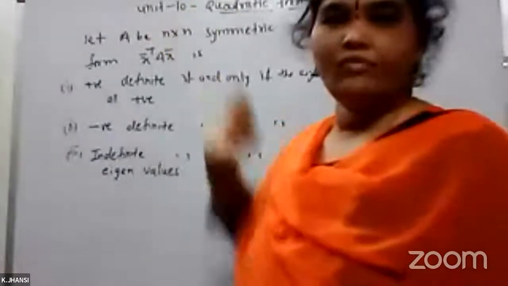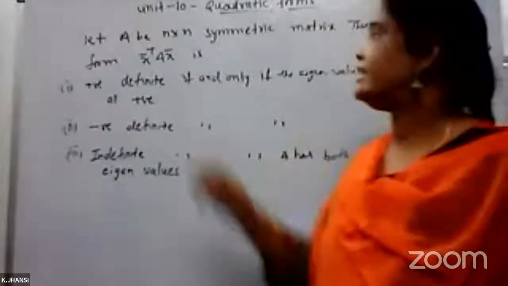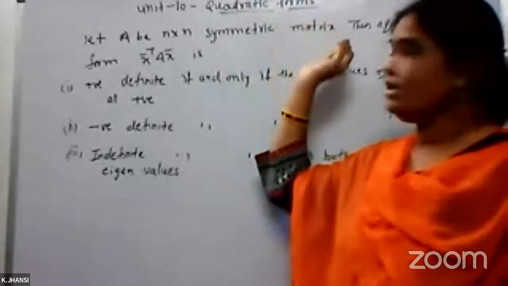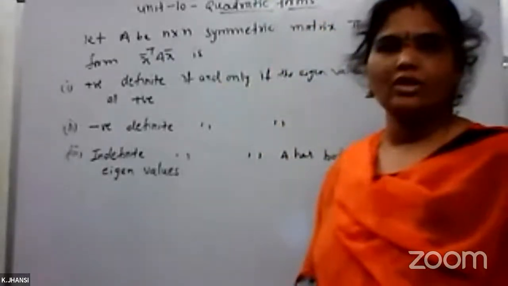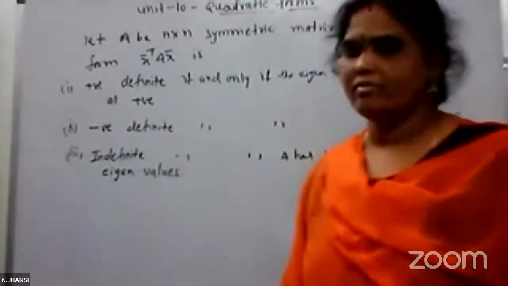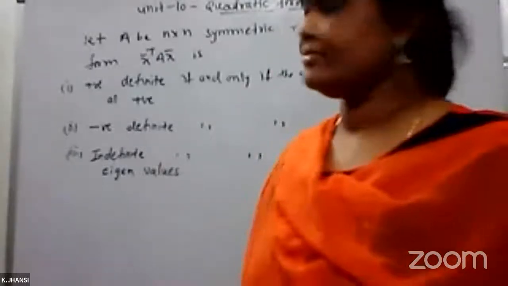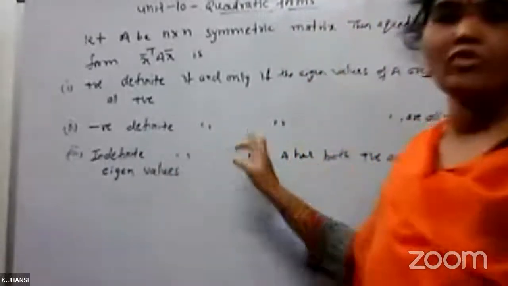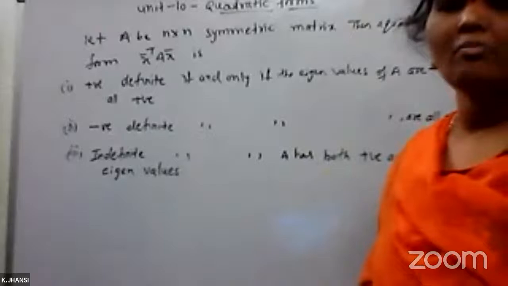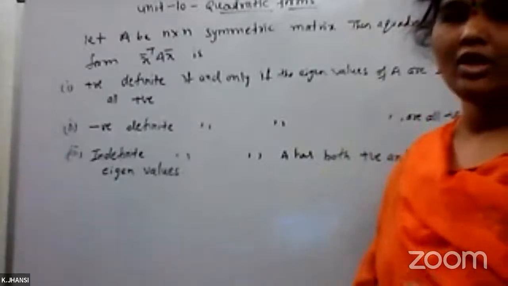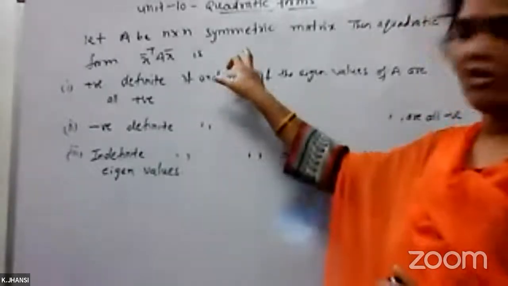So unit 10 we have started already. It is quadratic forms. Yesterday I told the conversion of the quadratic form into matrix form and also matrix form into the quadratic form. Yesterday we have completed that one.